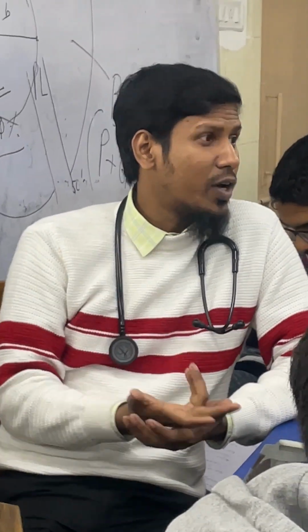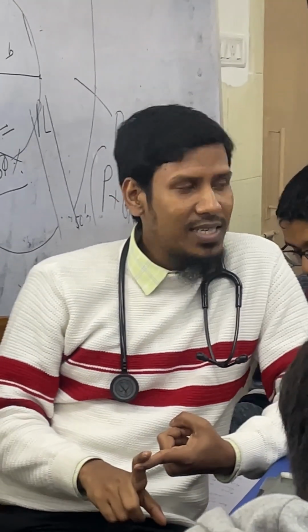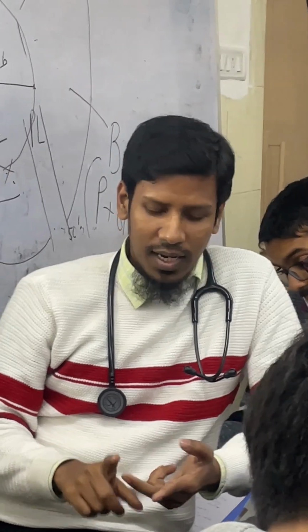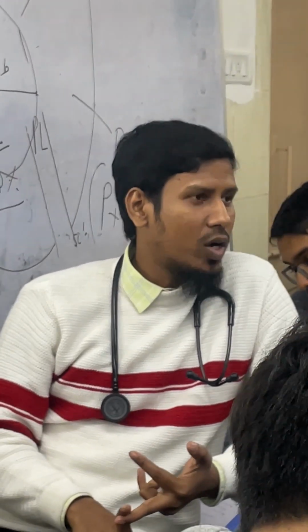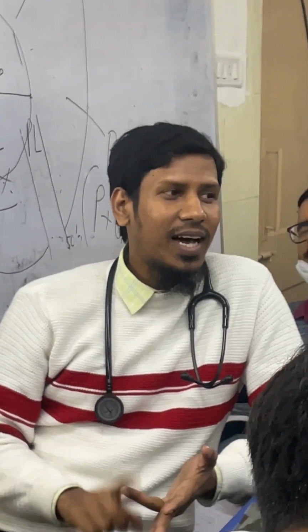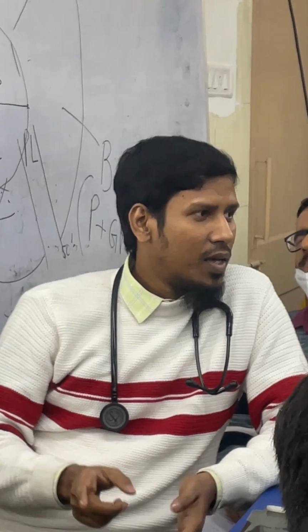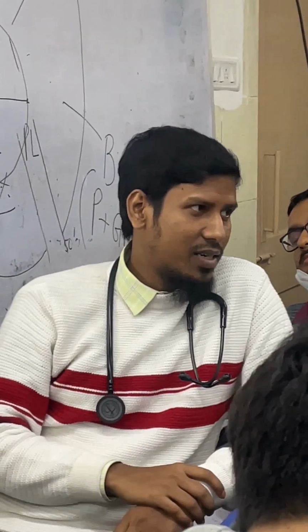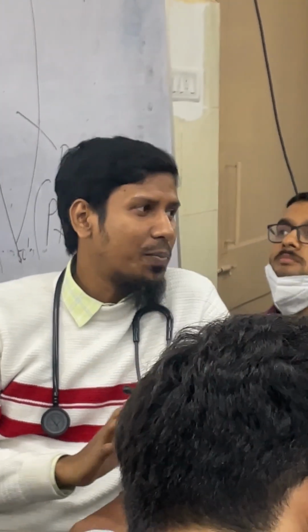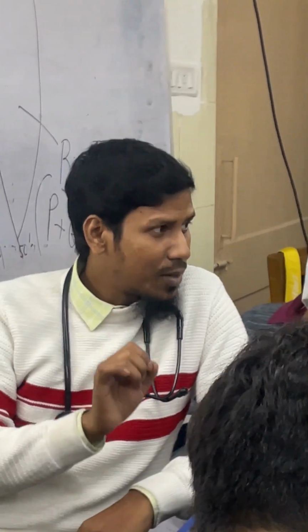Once we are going for interpretation, first is the border of the heart, next is the chamber or the size of the heart, and the third is the contour of the heart. So these three things we have to interpret from the heart.